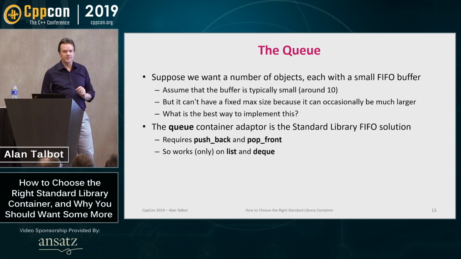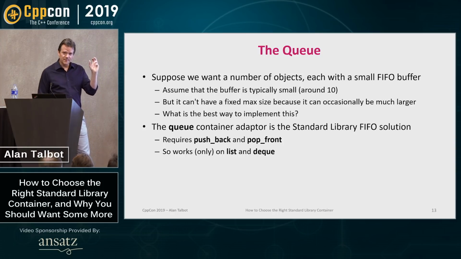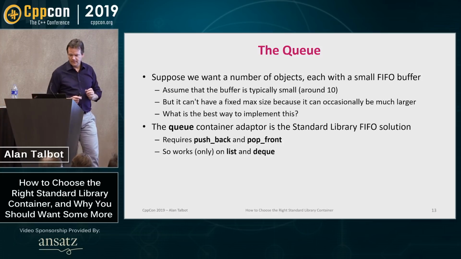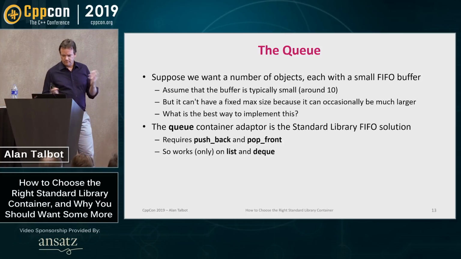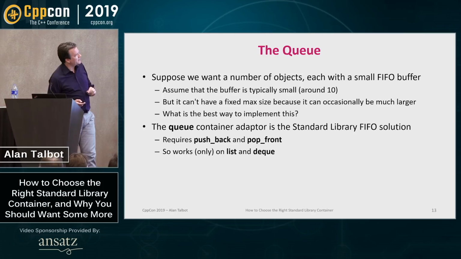So how do we implement this? Well, if that small queue doesn't have a maximum size that we can count on, we need something that will handle that. Before we talk about how to do it, let's look at my little test case. By the way, the standard library solution is the queue container adapter that requires push_back and pop_front, which means it works only on list and deque.